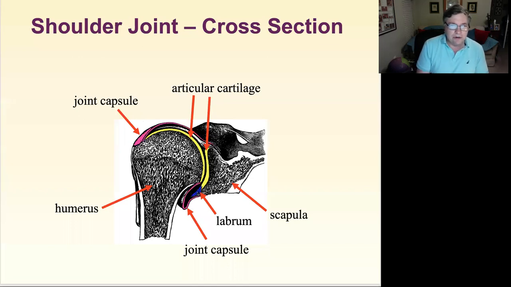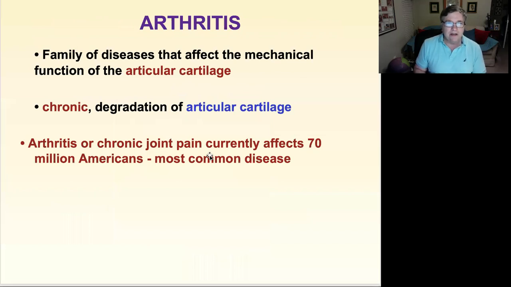Here we see the shoulder joint again, and I'm going to point out the articular cartilage surface. If this is nice and smooth, then you have very, very low friction indeed. So arthritis is a family of diseases that affects mechanical function of the articular cartilage. It often is chronic. It takes place over many years and degrades the articular cartilage.